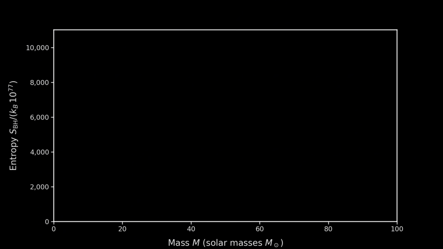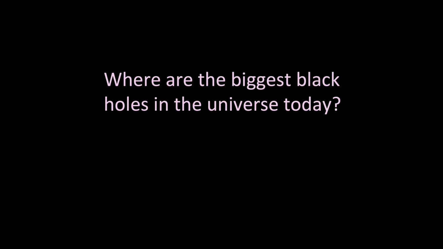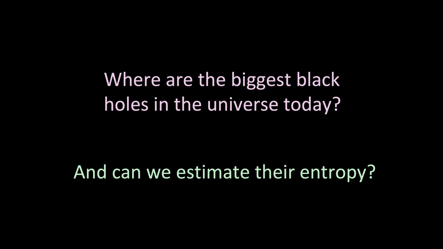This means that if you double the mass, you don't just double the entropy, you get 4 times as much. Triple the mass, and you get 9 times as much. So the bigger the black hole, the greater the entropy and the more it dominates the entropy of everything around it. And this raises a natural question. Where are the biggest black holes in the universe today? And can we estimate their entropy? Because if these really are the entropy monsters the equation suggests, then they will utterly dominate the entropy of the universe today.